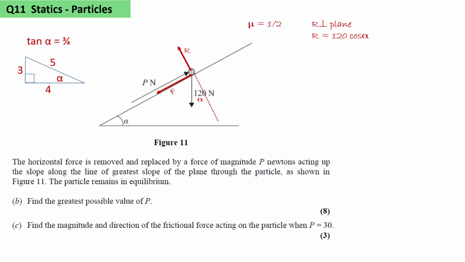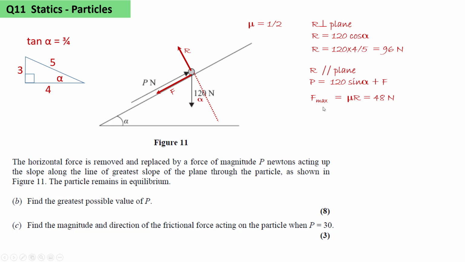So here we resolve perpendicular to the plane, and we get R equals 120 cos alpha, so R equals 96 newtons. We resolve along the plane, and given that the particle is in equilibrium, we can see that P equals 120 sine alpha, that's the component of the weight acting down the plane, plus the friction, F.